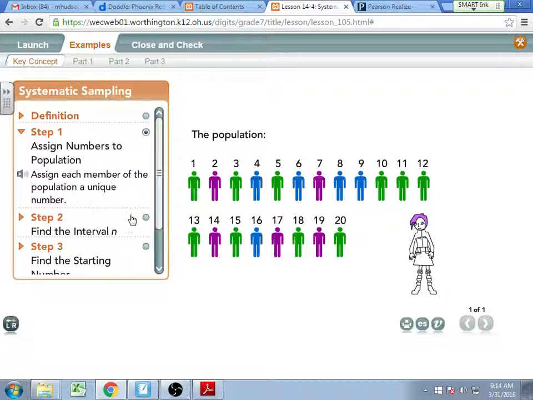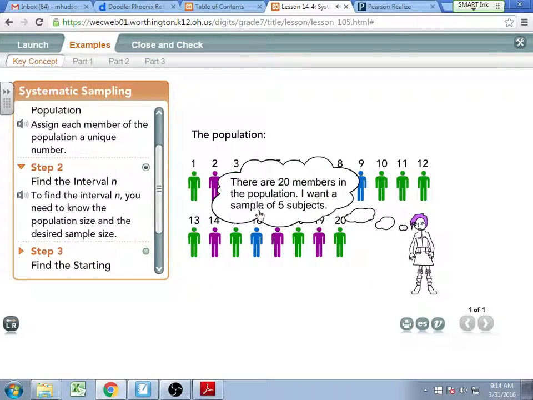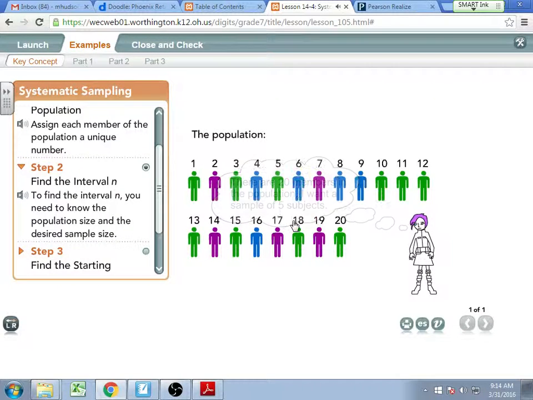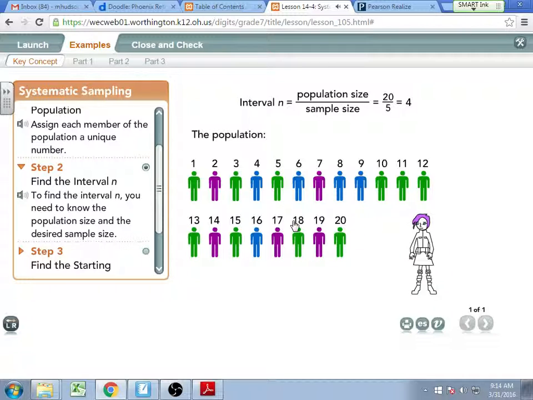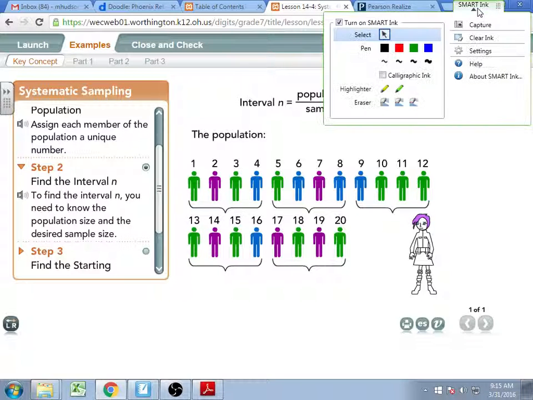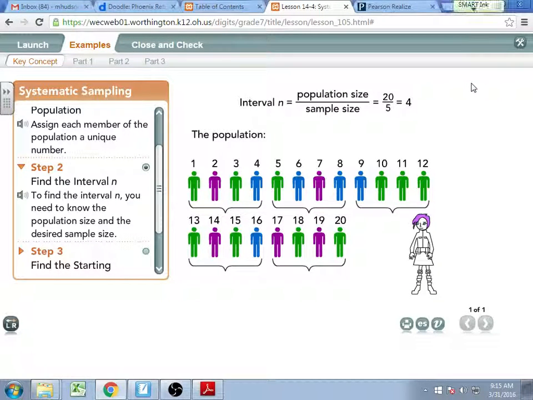Now we got to decide an interval, like every second, every third, every fourth, whatever we want to do. So here, we're going to use the interval. There are 20 members in the population. I want a sample of 5 subjects. So the interval n equals the population size divided by the sample size, or 4. You divide the population size by your sample size, and that gets you your interval, or how many, like every whatever person. So what are we going to choose here? We're going to choose every fourth person.